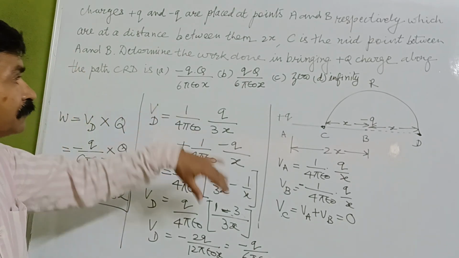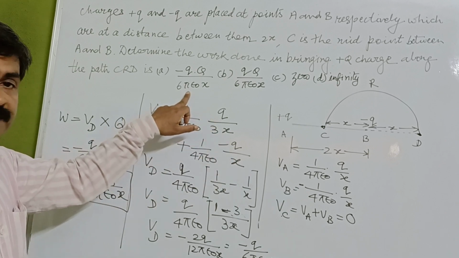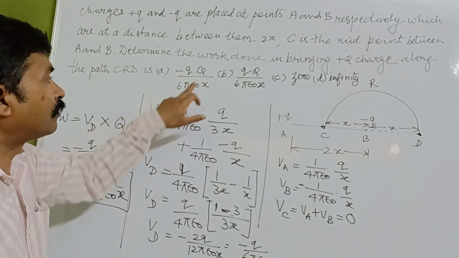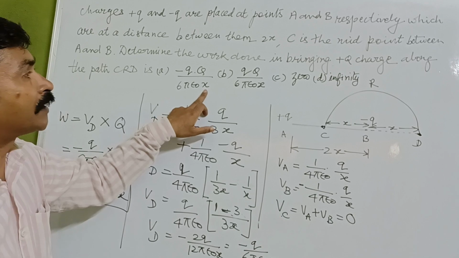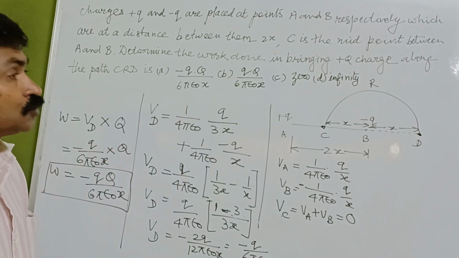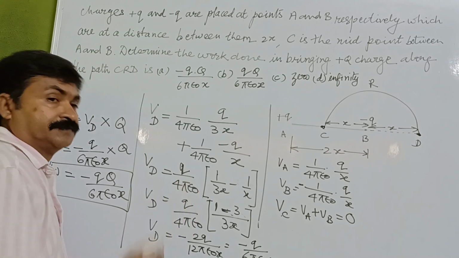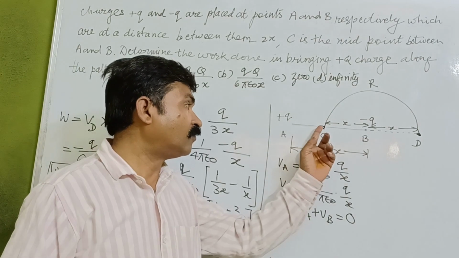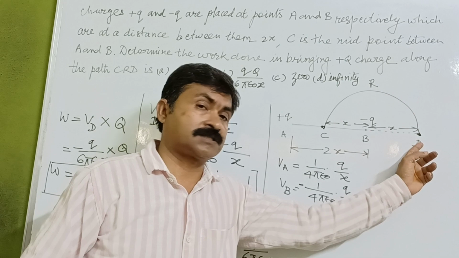Now if we go through the options, we have this answer: minus q into q upon 6 pi epsilon naught into x. This is it. So this way we have determined the work done from here to here.